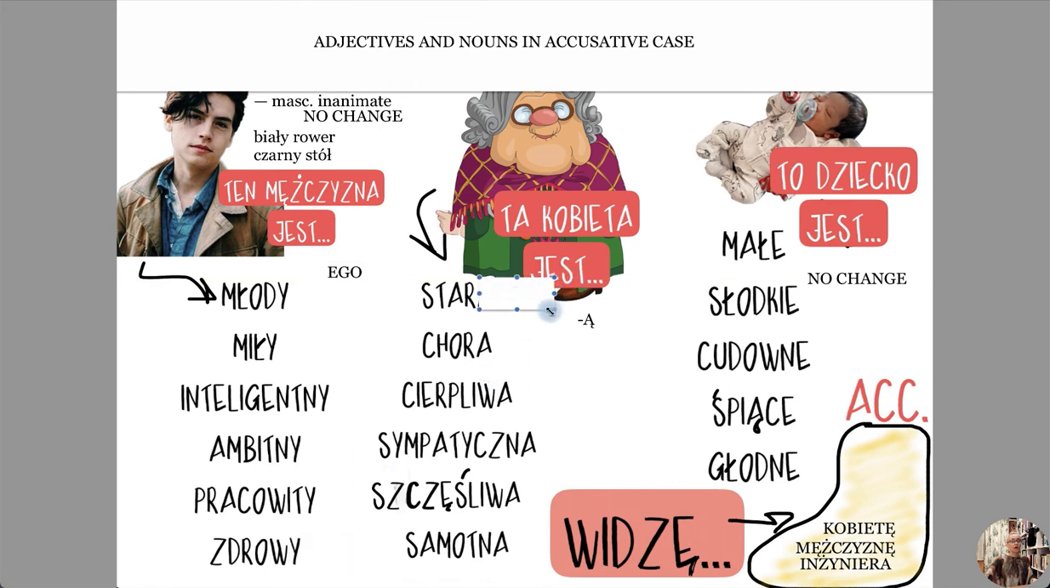And the ending for our adjective is on. Oops, let me do it again. I'm going to copy this, and I'm going to copy it like that, so you can see it this way. Okay. Widzę starą kobietę. So ending is on, right? For feminine nouns. Widzę, I can see an old woman, elderly woman. Widzę starą kobietę. Widzę chorą kobietę.